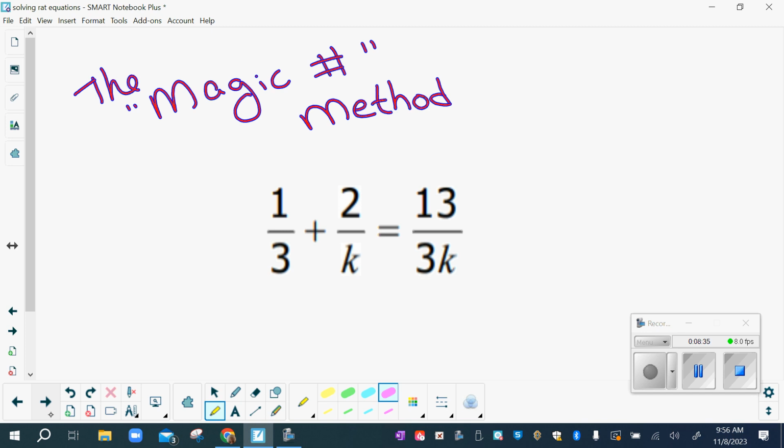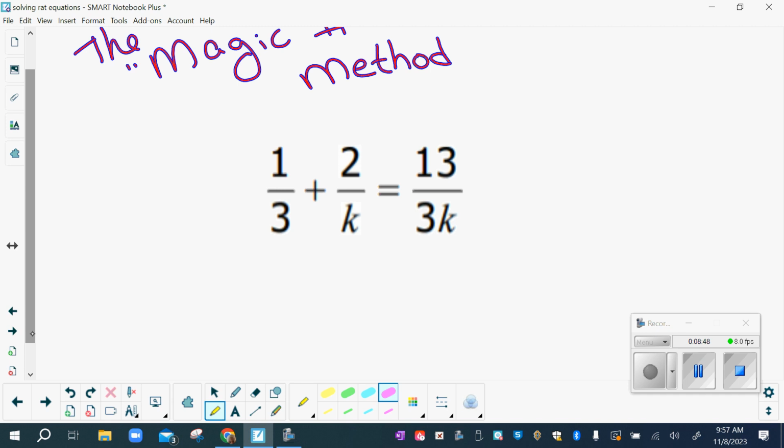The reason I can't cross multiply is I have too many, 1, 2, 3 fractions. Once I'm over 2, I have to use this other method. So I need a magical number that will include 3 and will include k. What is the magical number? 3k. There you go. Thank you. You get a little assist on that one.